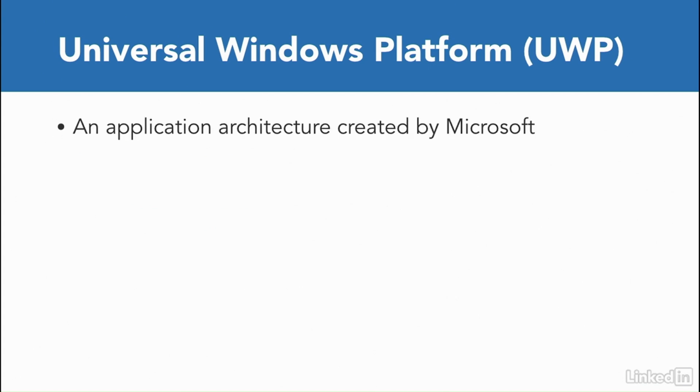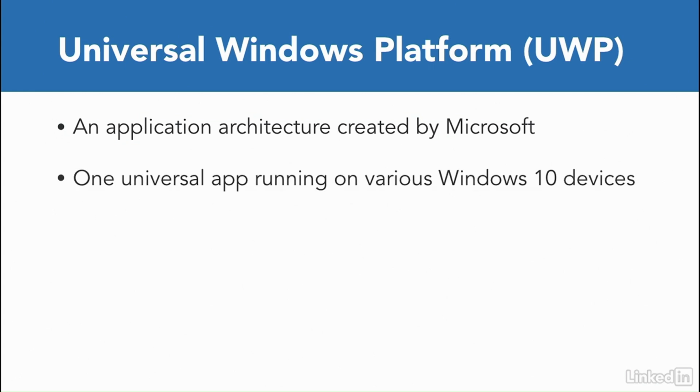One of the important features of Windows 10 IoT Core is its support for Universal Windows Platform, which is basically an application architecture created by Microsoft for Windows 10. It means that you can use Visual Studio to create one universal application that runs across various Windows 10 devices, such as smart sensors, gateways, mobile phones, and tablets.